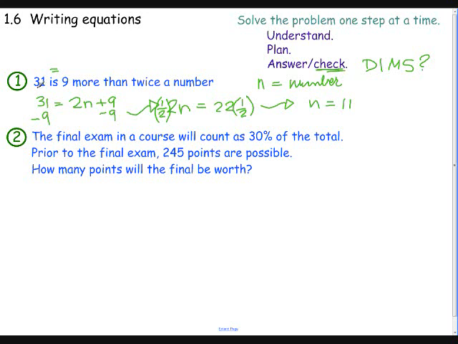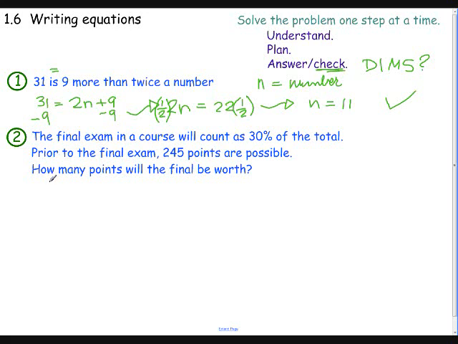11. Okay, let's try it. 31 is 9 more than twice 11. Well, twice 11 would be 22. 31 is 9 more than 22. So, check. Looks good. Here's another one.